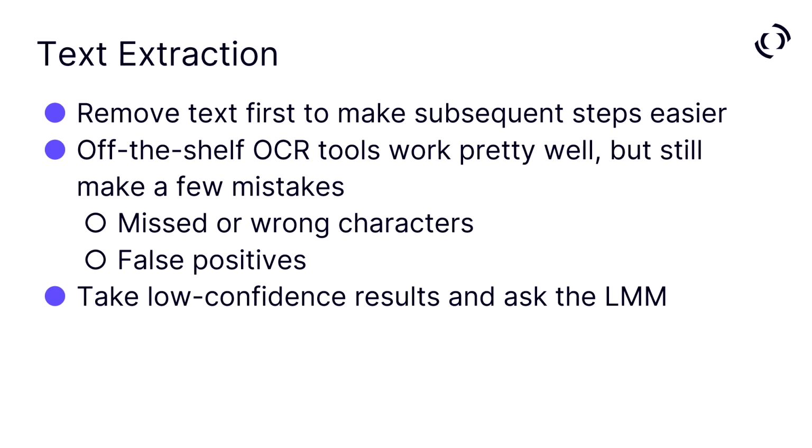And so as a model for what we're going to do with the rest of the process, we're going to go through the text extraction in a little bit more detail here and see how we use the large multimodal models to help with that. So basically, we're going to take any of the detected text that has a low confidence score, that the algorithm wasn't super confident in, and we're going to give it to the large multimodal model and ask it for some feedback.